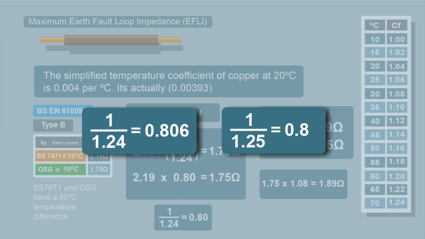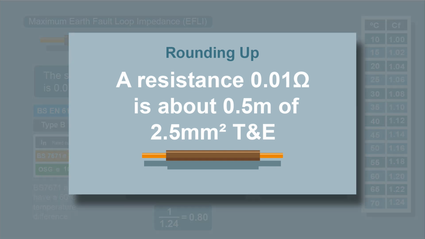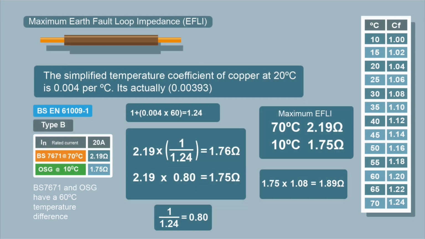Our coefficient formula, 1 divided by 1.24 is 0.806. To get 80%, it's actually 1 divided by 1.25. I don't think we need to be too concerned about the second and third decimal place. I mean, we're talking really small resistances here. 0.01 of an ohm is about half a metre of 2.5 to an earth. So I don't think we have to worry about that. You're going to see a bit of rounding up.